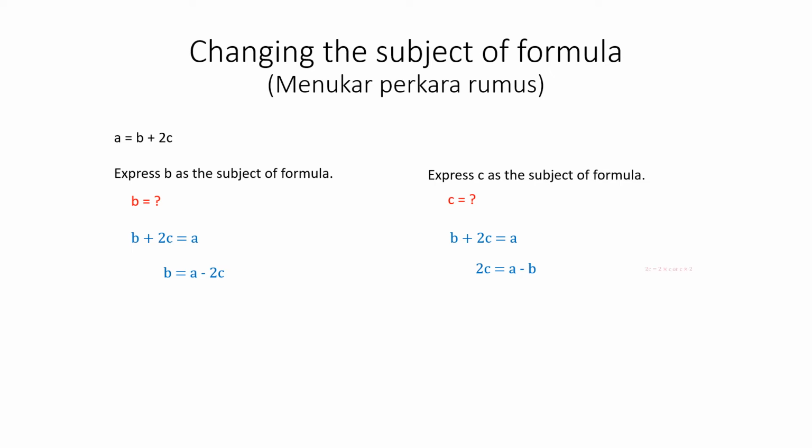And 2C is equal to 2 times C, or C times 2. So the multiplication at the left hand side, move to the other side, will become divide. So C equals A minus B, divided by 2.